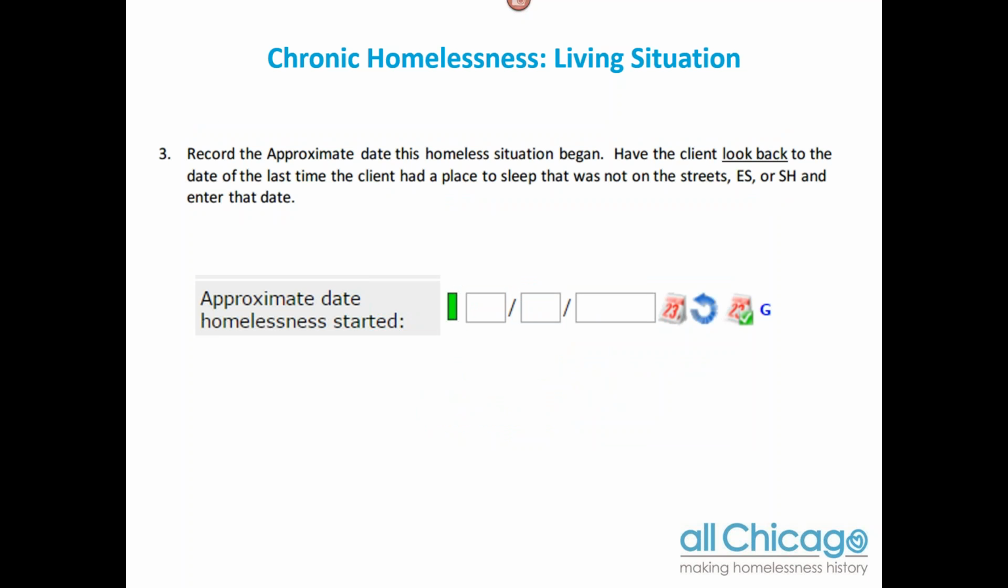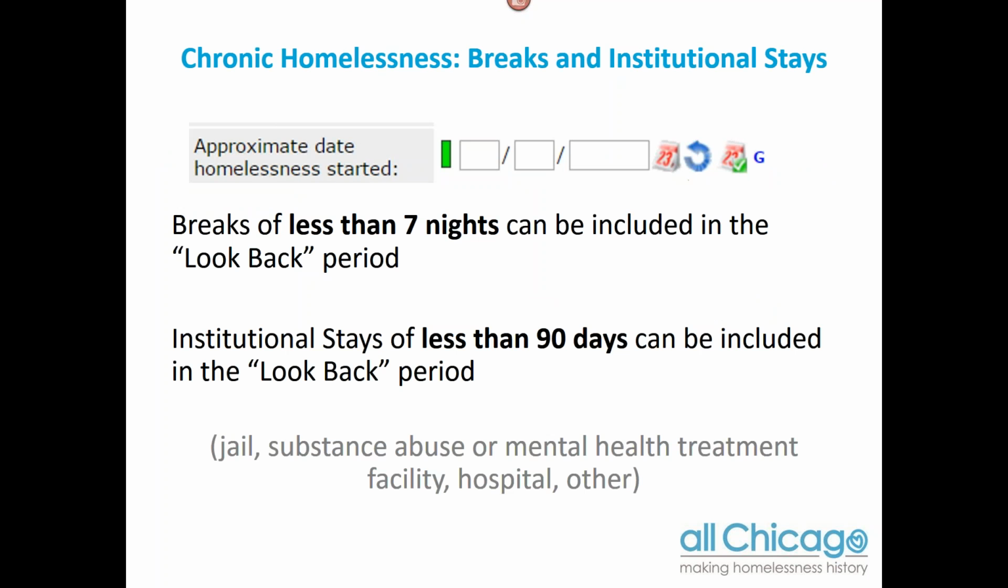This one leads into approximate date homelessness started, a slight rewording of this date question. And we are looking to actually do a look back with the client to the last time that they had a safe place to sleep or somewhere that was not a homeless situation. So that's what this date is meant to represent: the day after, basically, the last time they were able to sleep somewhere safe. So when did this homeless situation start? And there's some things that can be included in this look back period. And let's look at what those are.